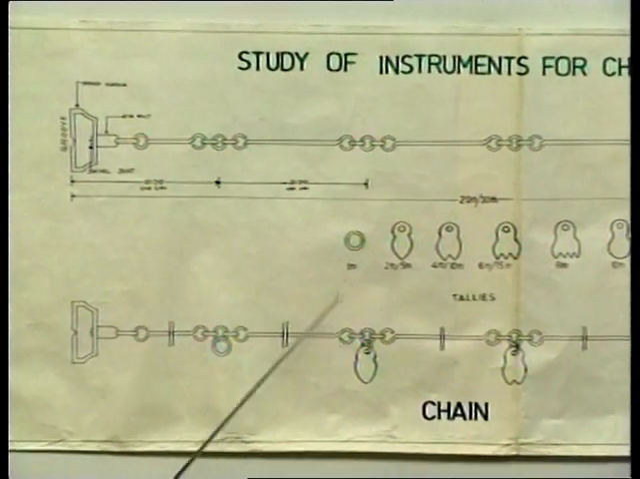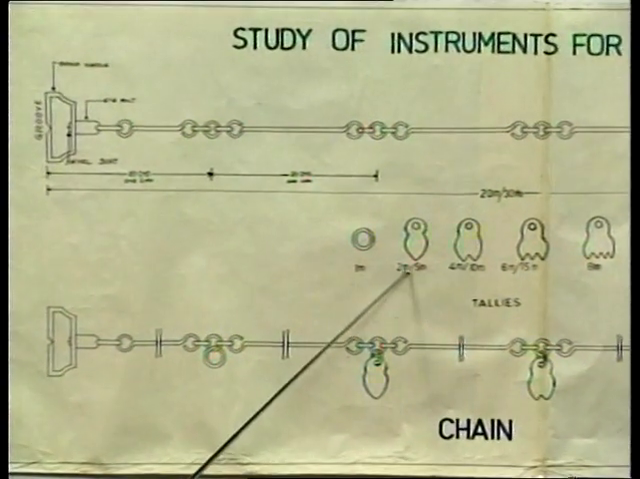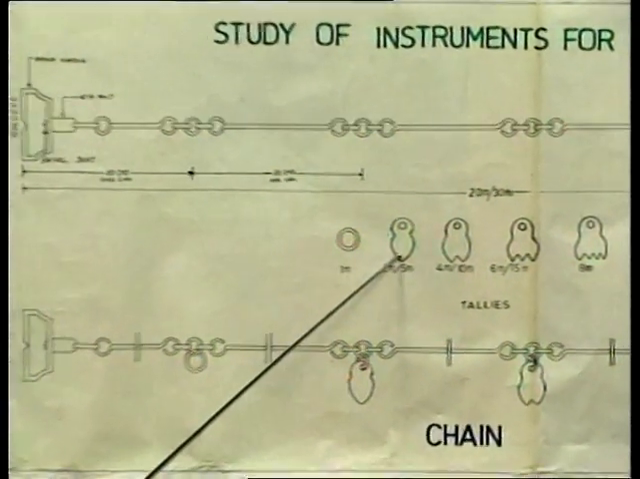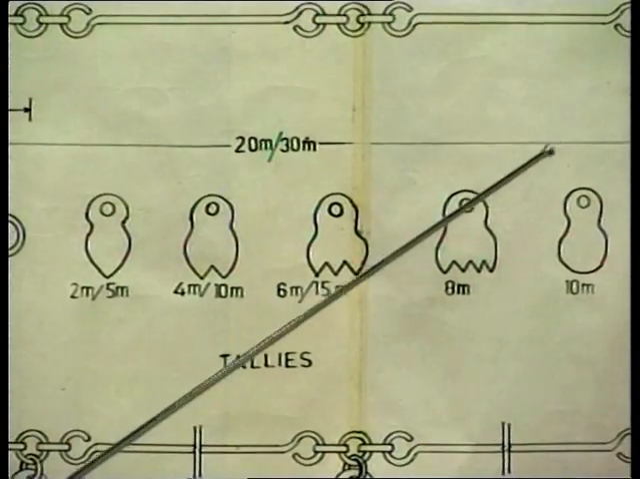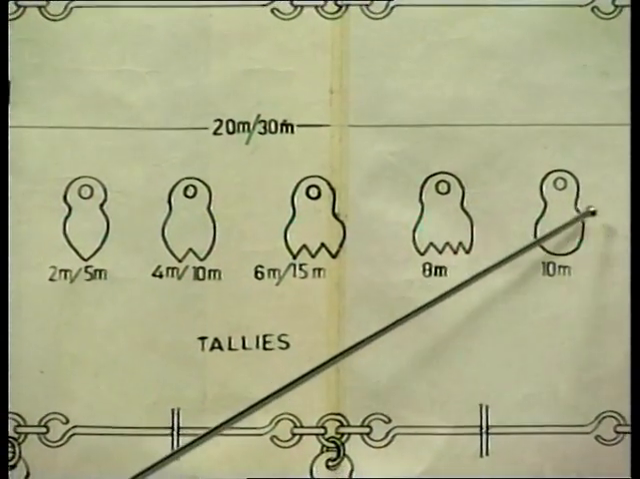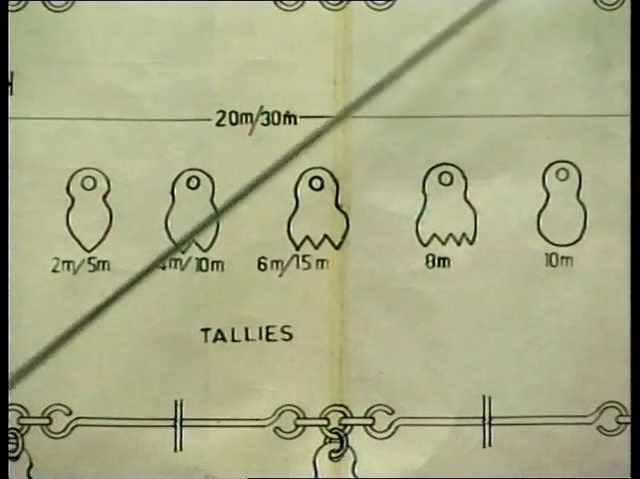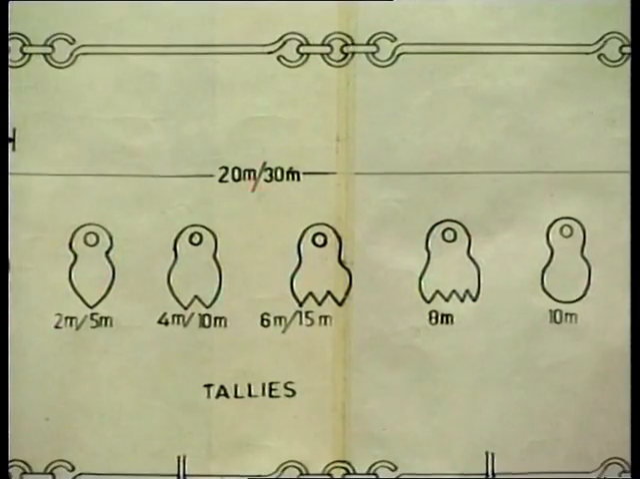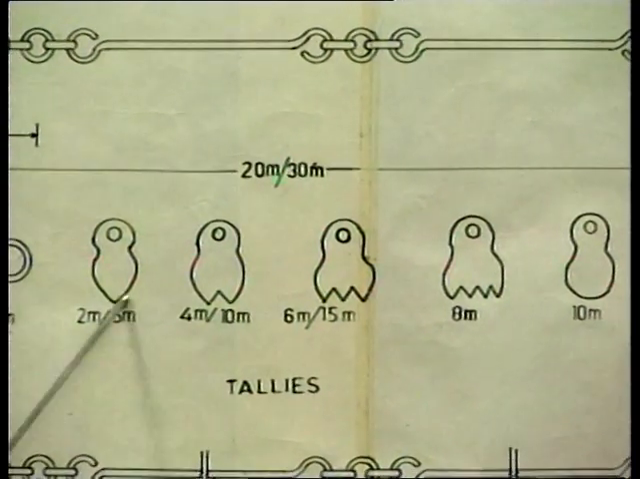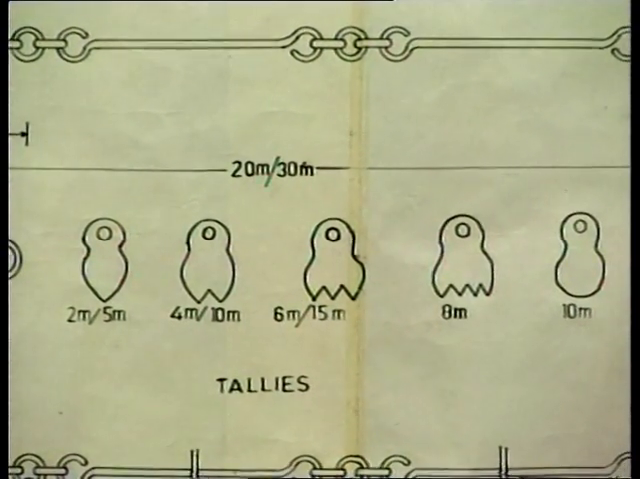For every 5 meters, we are provided one tally like the 5 meters tally, and this is a 4 meters tally, and this is a 6 meters tally, and this is an 8 meters tally, and this is a 10 meters tally. This 10 meters tally is provided in the center. After 10 meters, we find the same type of tallies on the other side also.